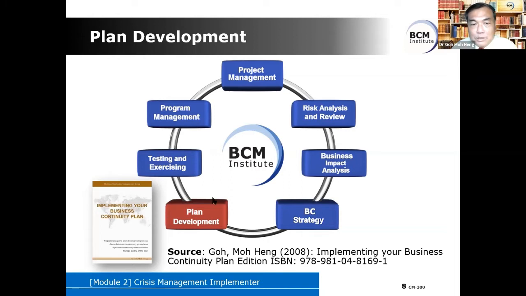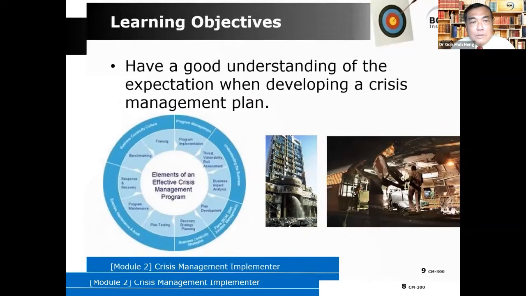Okay, then we're writing the plan today, and then we're going to do testing, exercising, and then we'll go into program management mode. This is where your crisis management plan and your business continuity plan start to come together. Okay, come together, and then we can differentiate between crisis management and business continuity. Okay, then we go into the next one.